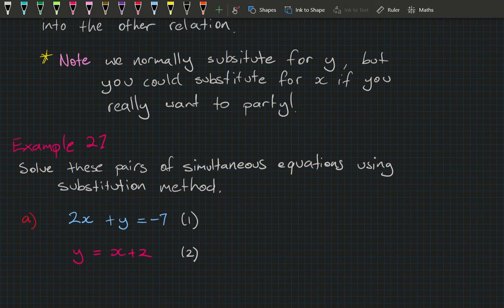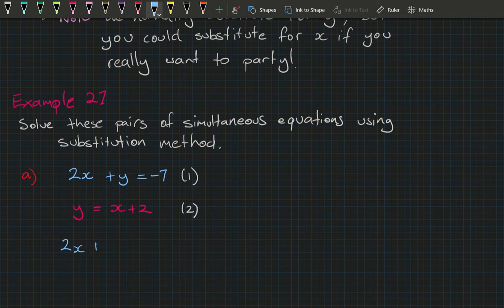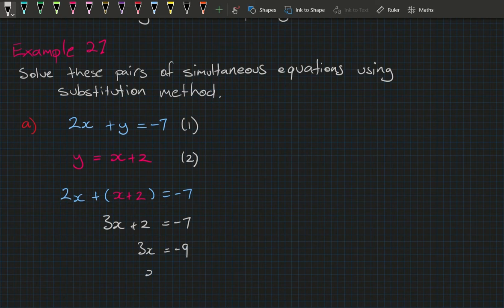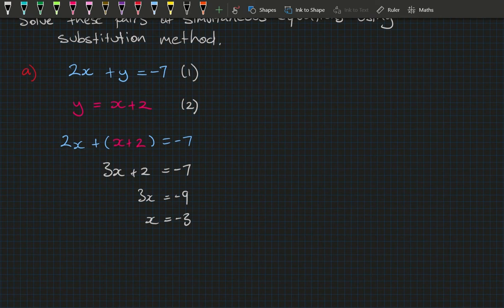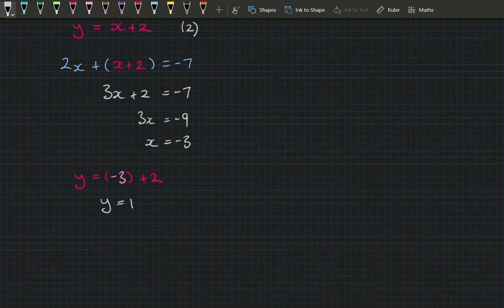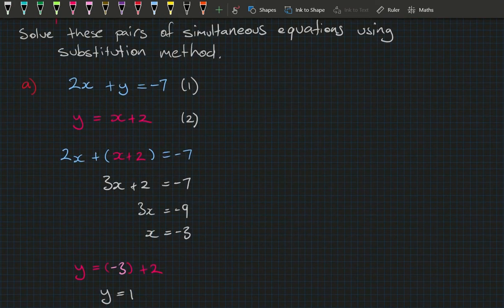So let's substitute our x plus 2 in the place of y for equation 1, which now becomes 2x plus x plus 2 equals minus 7. And when we collect like terms, that's 3x plus 2 equals minus 7, or 3x equals minus 9, and we finally get x equals minus 3. So let's sub x equals minus 3 into equation 2, and we now get y equals minus 3 plus 2, which means y must be equal to minus 1. And therefore we write out our solution nicely as the solution is x equals minus 3 and y equals minus 1. Now let's look at that on a graph.